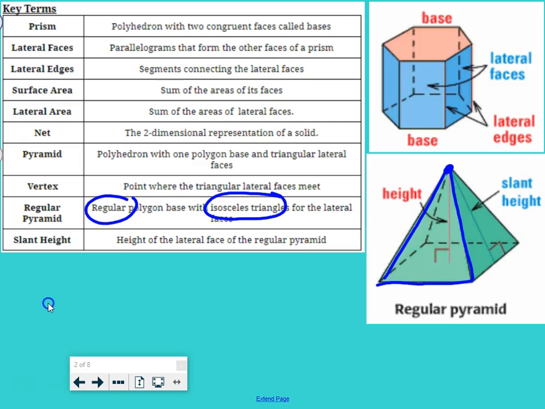So that's a key piece, the isosceles triangles, which means they have two sides that are congruent to one another. And then we have the slant height, the height of the lateral face of the regular pyramid. So the slant height and the height are different. I touched on this a little bit in class, but slant height is the height of the triangle face. The regular height is the height of the pyramid from the base to the vertex. So those are two different things, and they will also be indicated differently on your paper.